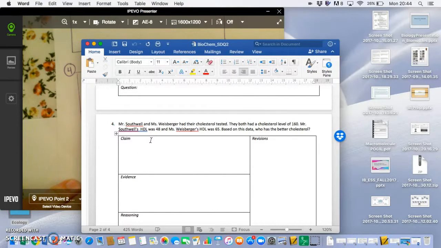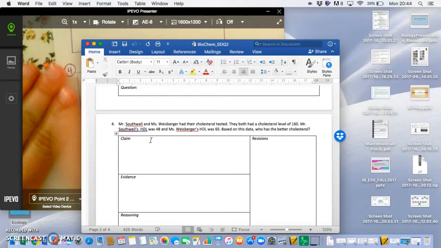So this one says, Mr. Southwell and Miss Weisberger had their cholesterol tested. They both had a cholesterol level of 160. Okay, so making a note of this, both have 160 milligrams per deciliter. This would be total cholesterol. So I'm just making a note. We got some information already just from our question.